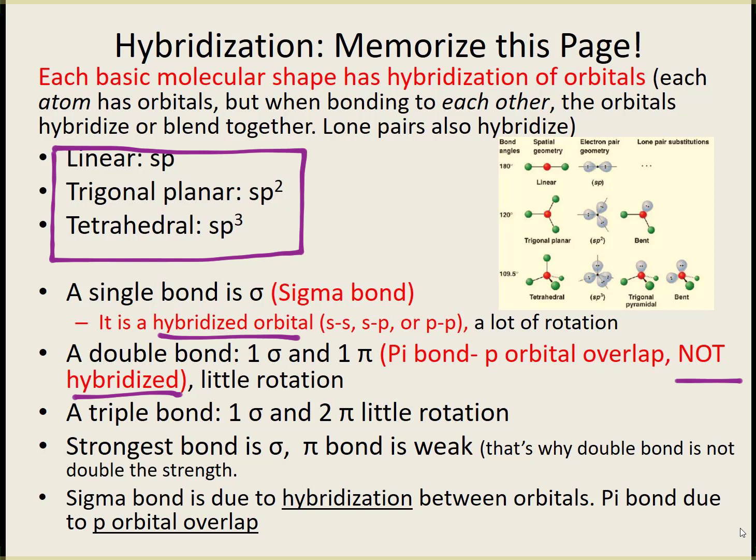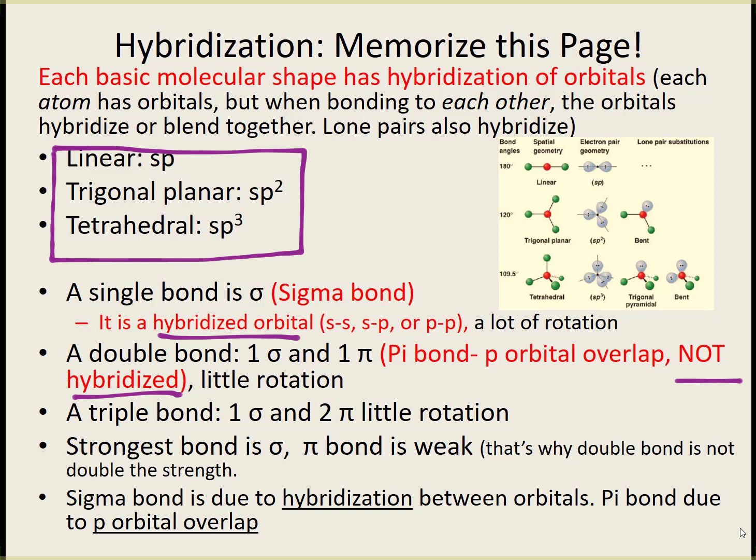Because you have that pi bond as part of your double bond, it causes the molecule to lock in place, so to speak. So there's still vibrating and some movement, but there's very, very little rotation. So it's that second pi bond really locks the molecule in place. If you have a triple bond, then this is one sigma bond and two pi bonds.